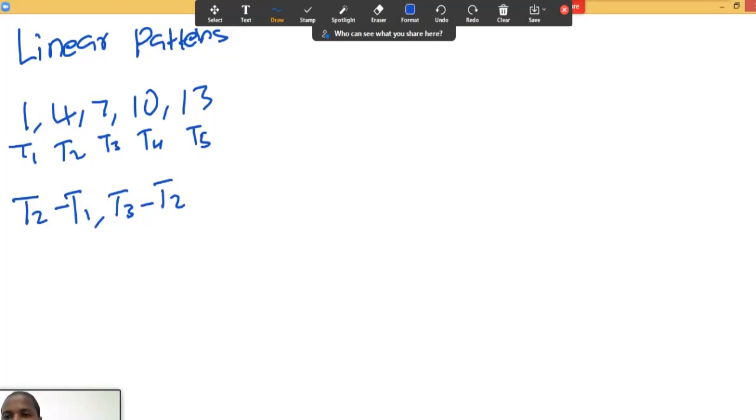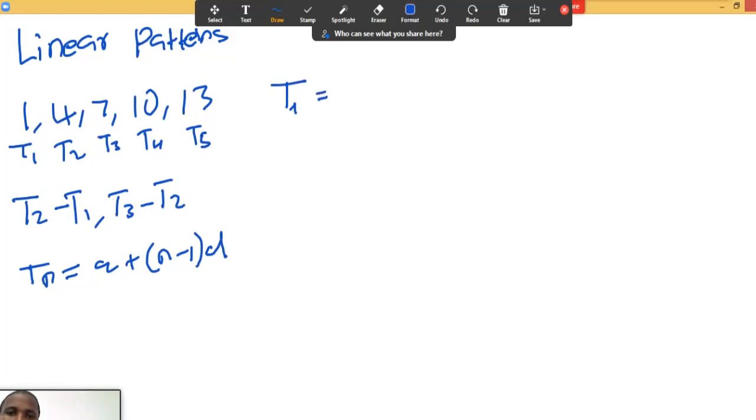So let's look at a general formula. The general formula is Tn is equal to a plus n minus 1 times d. This general formula helps us to find any term in a sequence or pattern. Let's look at a. a is the same as t1, so our a is the same as t1.